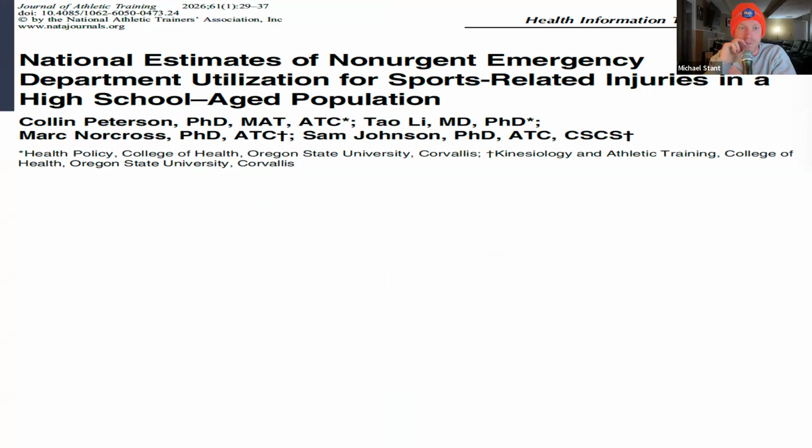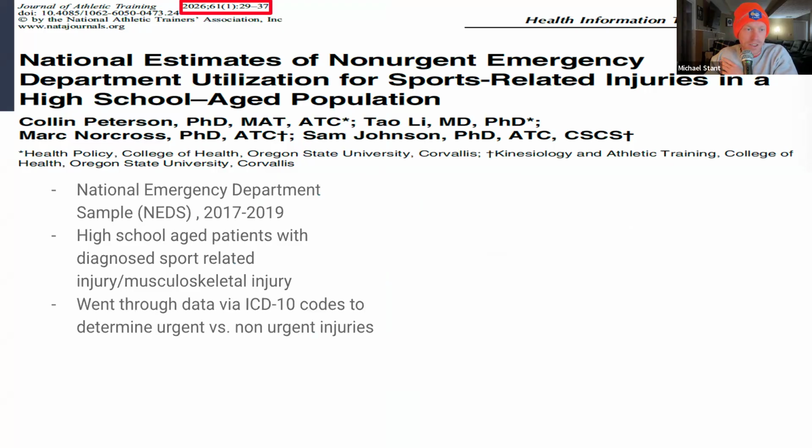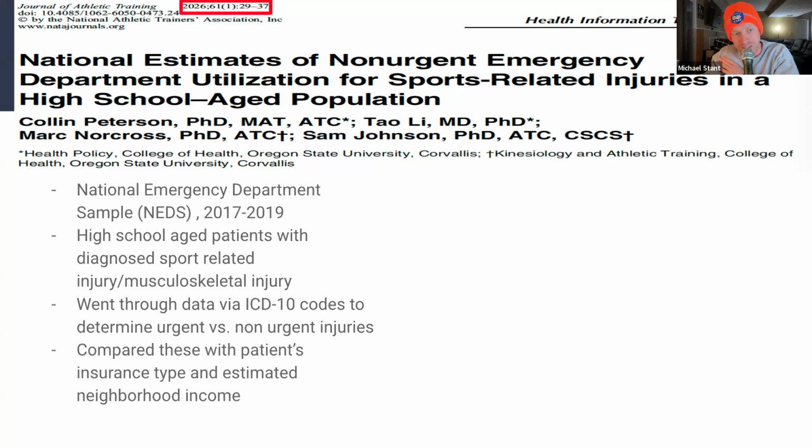That's the title: National Estimates Non-Urgent Emergency Department Utilizations for Sports-Related Injuries in High School Age Population. Once again, just came out. They use a national database of high school age athletes, and they actually try to determine whether it was an urgent or non-urgent injury based on ICD-10 codes, which is interesting. They also compared patients' insurance type and estimated neighborhood income, so they wanted to see if those were two reasons why someone was more likely to go to the ER.